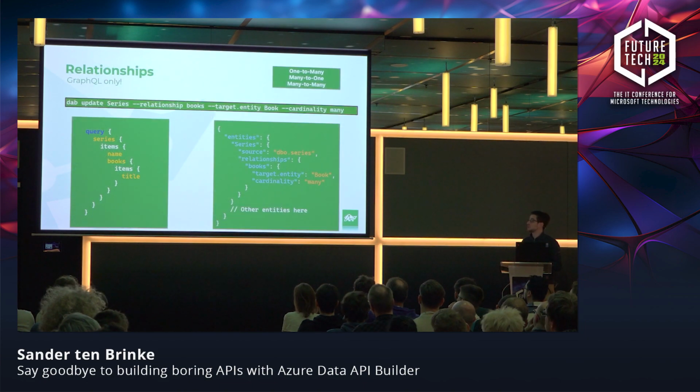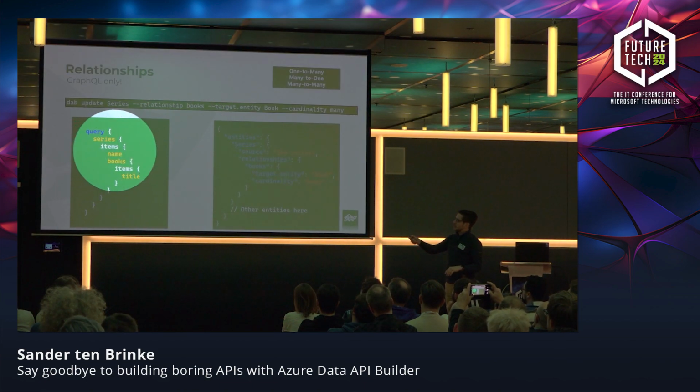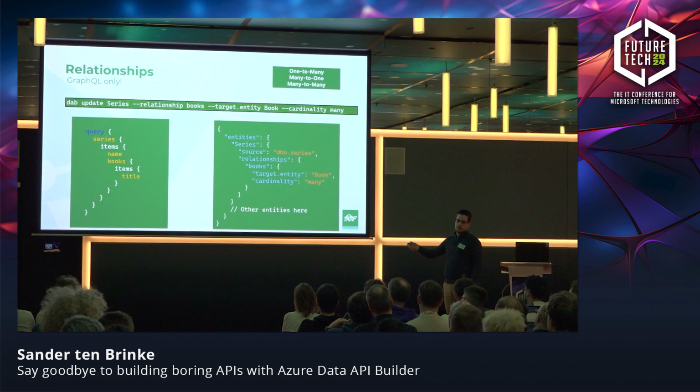So let's talk about relationships next. This is GraphQL only, and DAB supports three versions: one to many, many to one, many to many. And what we want to do with this rich GraphQL experience is write a query that returns all the book series, but only the name of that series, not the ID or something, and also all the books that belong to that series, and only the title of those. It's quite complex, but not for DAB.